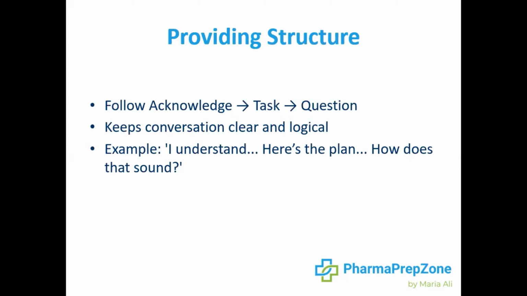And then at the end, you will ask a question. How does this sound to you? You will ask a question. So you will do every task in this structure. First of all, you will acknowledge. Second, you will do your task. Third, you will ask a question. Keep the conversation clear and logical.